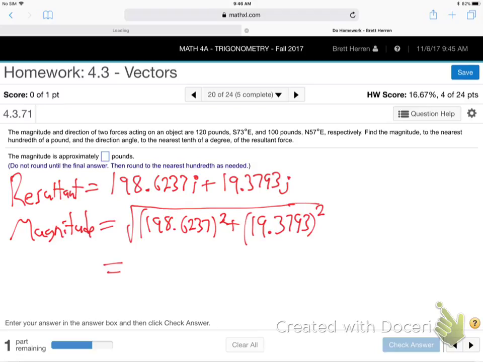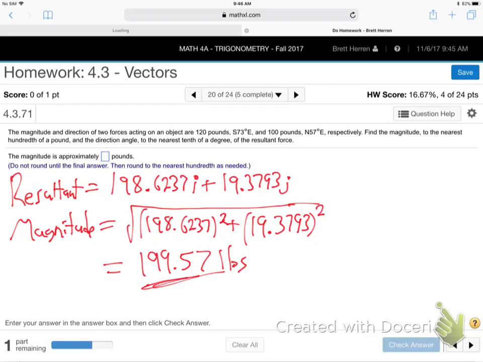And I'm getting 199.57, it rounds to 200 pounds. So it's just about 200 pounds. So the result of those two pushes is just about 200 pounds of force. Now in what direction? So let me go back, type that in, make sure it's right. 199. Get the angle. So they want the angle also.